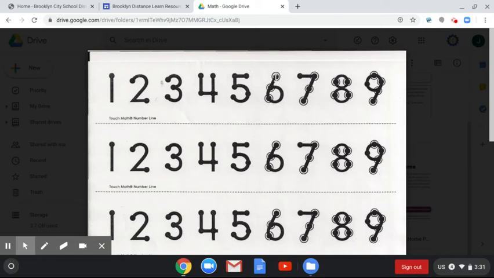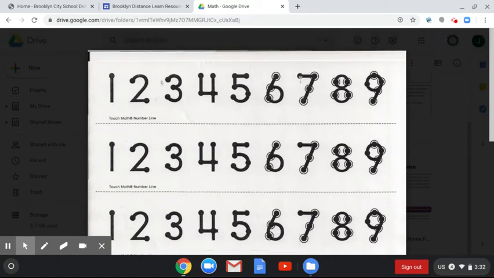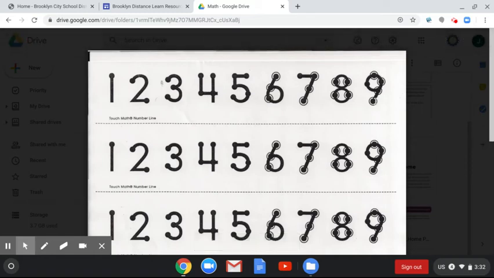So for instance, 6 would be 1, 2, 3, 4, 5, 6. 7 would be 1, 2, 3, 4, 5, 6, 7. 8, 1, 2, 3, 4, 5, 6, 7, 8. And 9 is 1, 2, 3, 4, 5, 6, 7, 8, 9. 10 is not featured here because it is assumed that if you were doing a problem with 10 or above, you either have mastered or are pretty close to mastering these touch points.